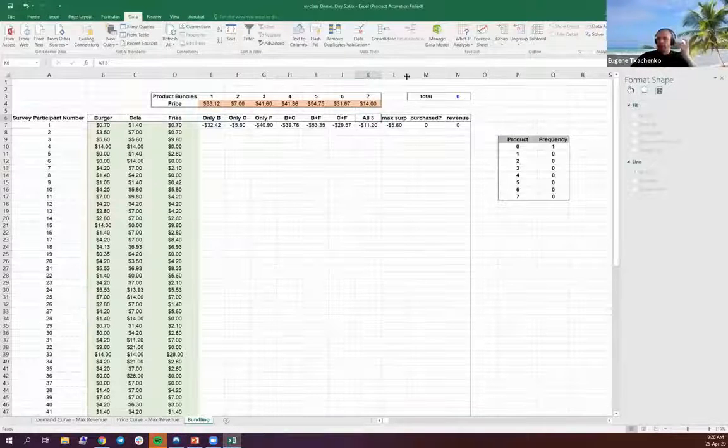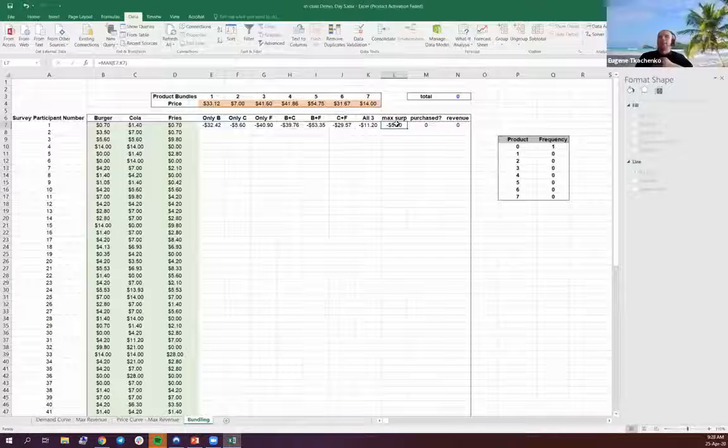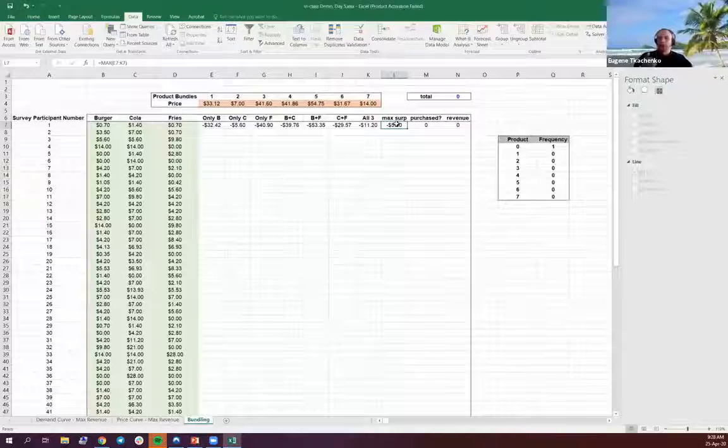So I'm interested in maximizing surplus. I'm interested in setting a price which is not too high above consumers' expectations, but at the same time, a price which will make sense for myself.